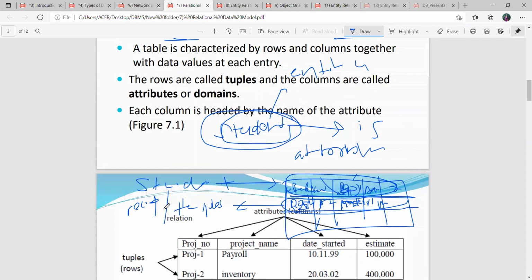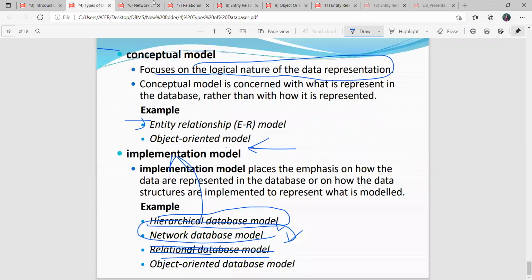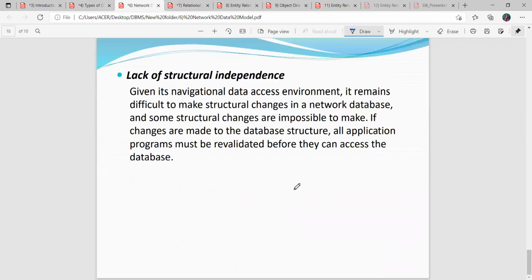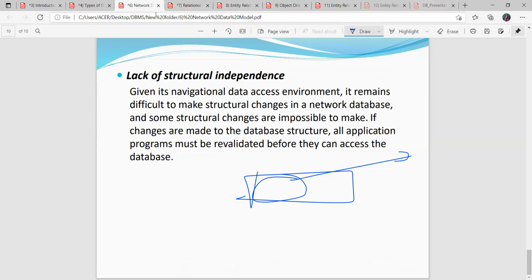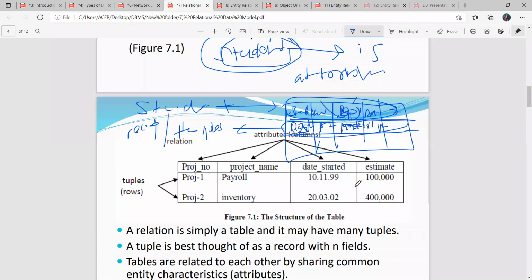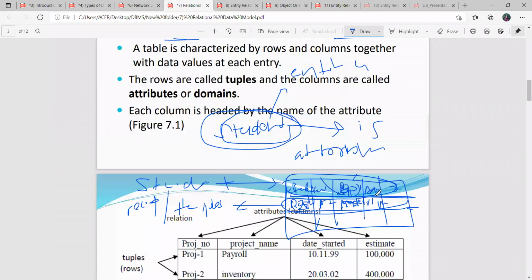So don't mismatch this with the first model, the hierarchical model, where the entities are known as records. Don't misunderstand these two things. But in the relational model, these are known as records or tuples. Okay, ma'am, tuples are known as records.